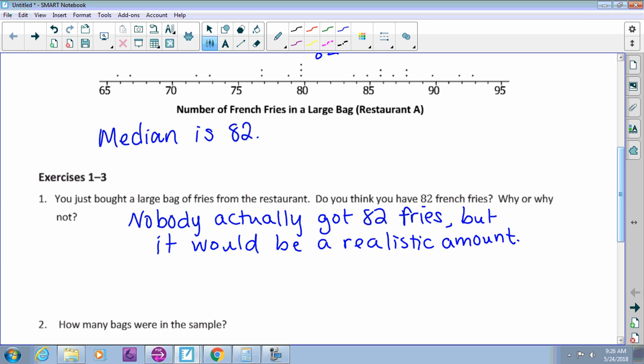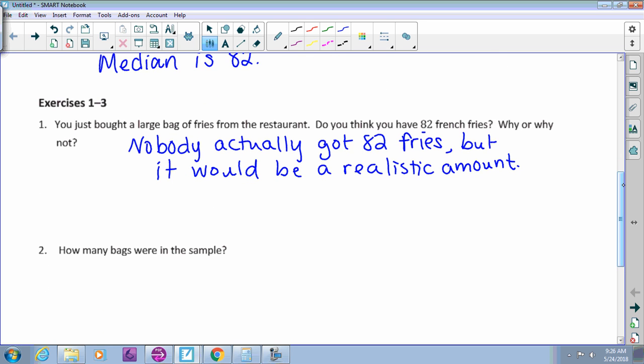It is a lot of fries, but compared to the other numbers, it's not something that's going to really draw attention. Yes? A more realistic reason to freak out would be if you got 200 fries. That would be worth celebrating for sure. All right, so how many bags were in the sample? We already counted. How many bags were there? 20, thank you. So 20 bags of fries.